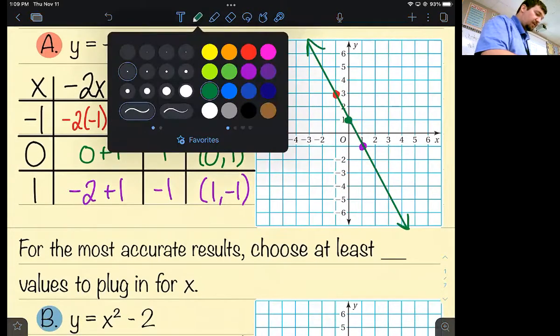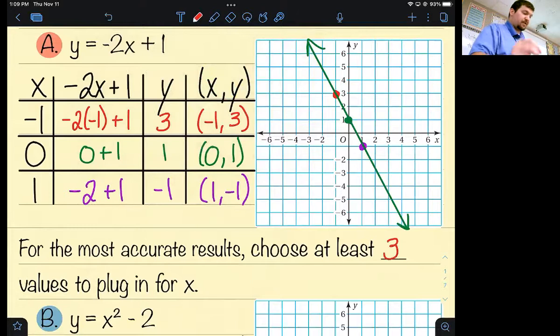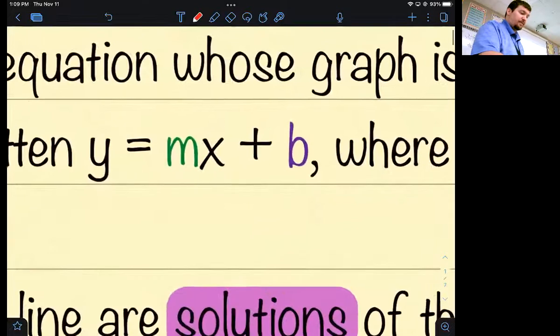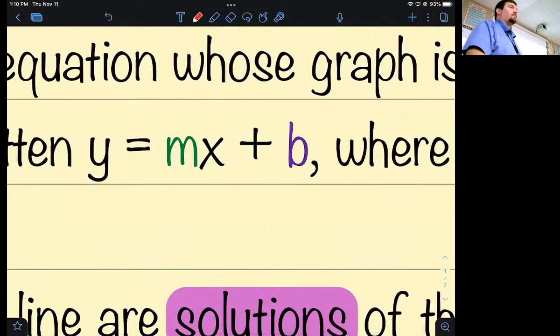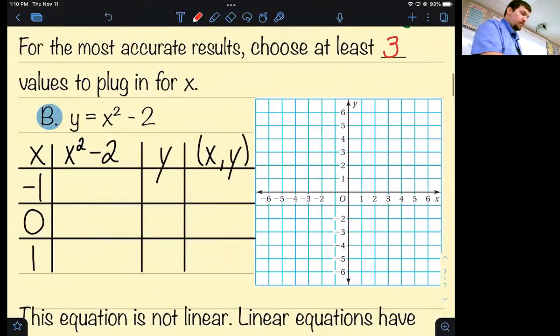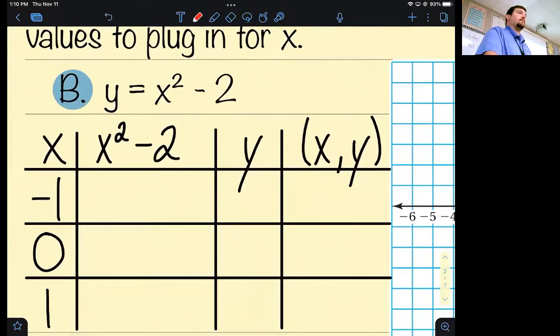For the most accurate results, choose at least 3 values to plug in for x so that you know you're right. Now I have to preface this. If you plug in 3 values and they don't line up, it doesn't necessarily mean that you're wrong. It just means that what you were graphing wasn't a line. If your equation is able to look like this, y equals mx plus b, it's going to be a line. What about this one? Does this one look like y equals mx plus b? Looks like y equals mx squared plus b.